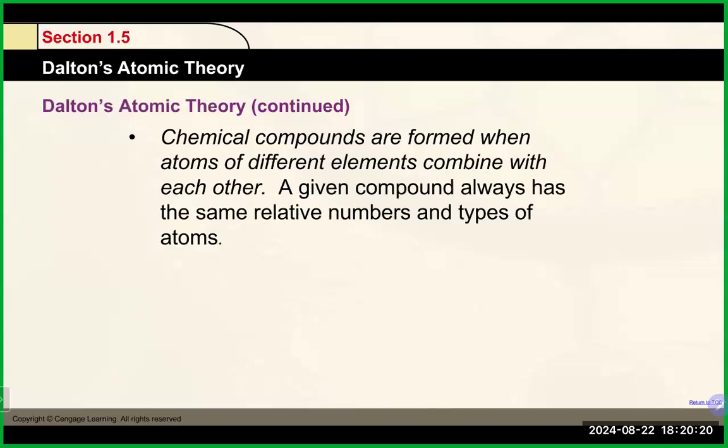Atoms or chemical compounds are always formed when atoms of different elements combine with one another. A compound always has the same relative number and types of atoms. And again, as we saw in that last example I just did, if you have compounds of the same elements but different amounts of them, they come together in multiples of whole numbers to make these compounds.